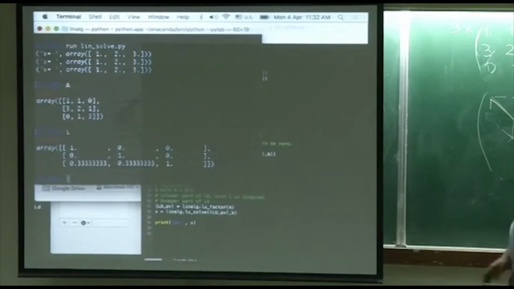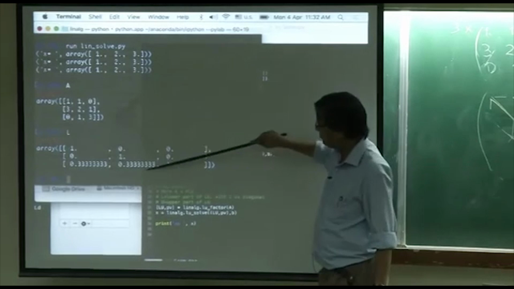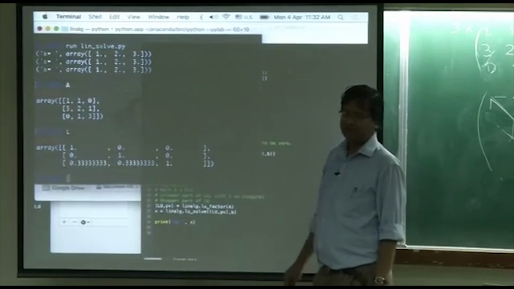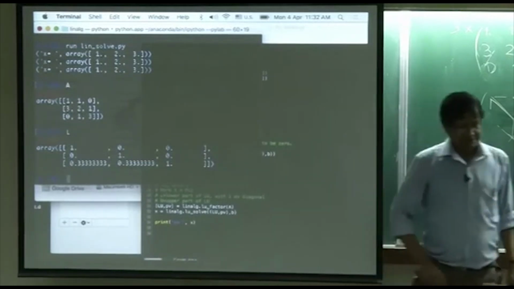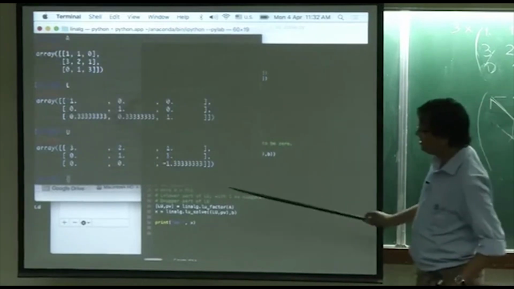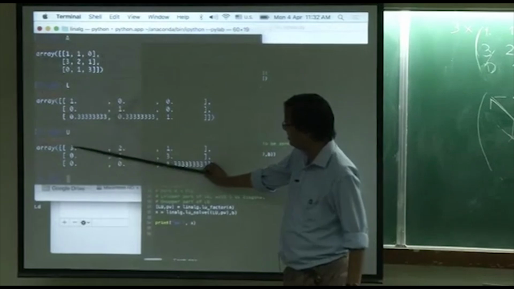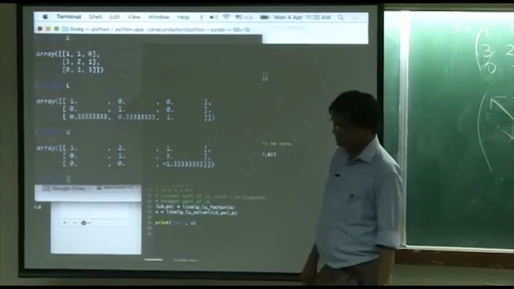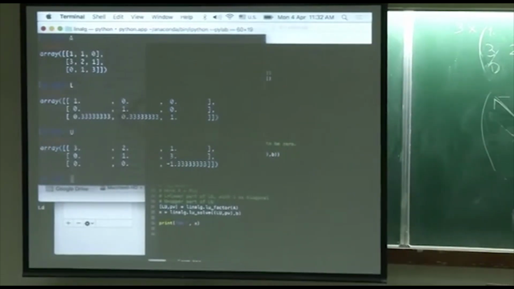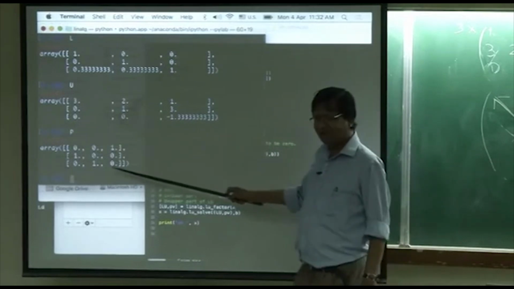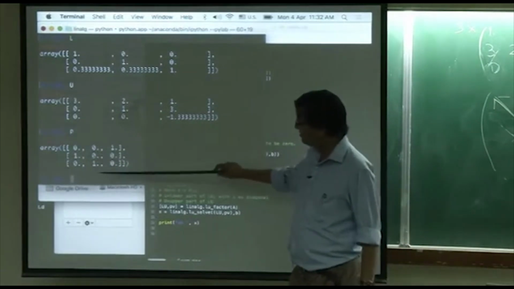L is lower diagonal. So, its diagonal is 1, and this is 1/3, and this also happens to be 0. So, it is a simple matrix. Then the upper diagonal U: this is a diagonal entry and these are the 3 upper diagonal entries. For P, the computer has intelligently tried pivoting for some benefit. So, P is not the diagonal 1 1 1, it is 0 0 1, 1 0 0 and 0 1 0.